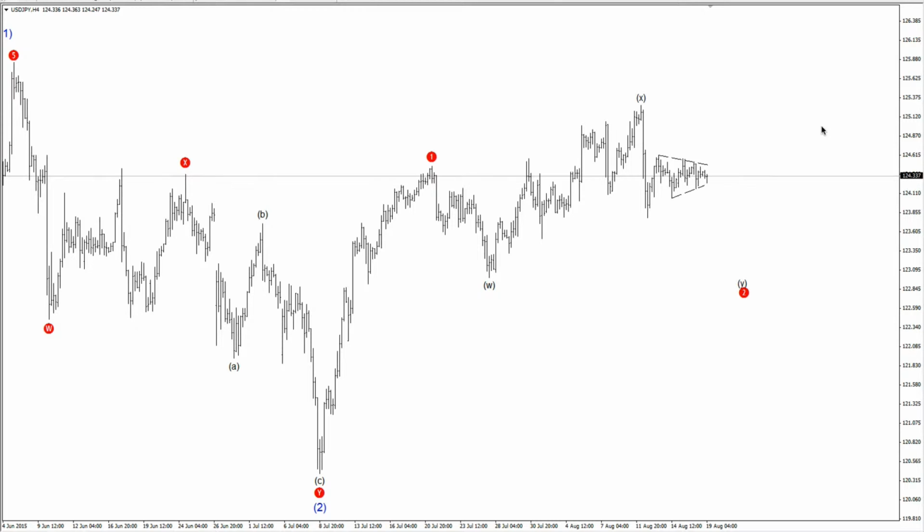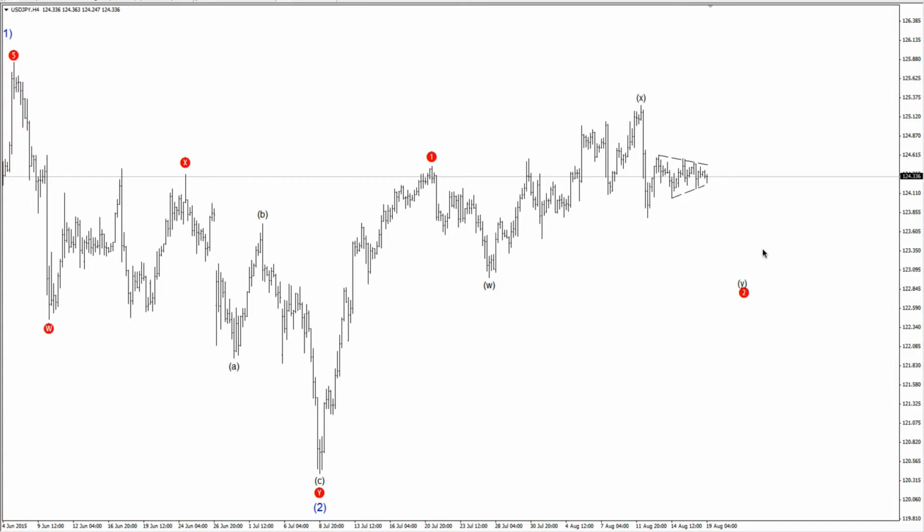I went short on this pair yesterday, so I'm looking for more downside. I'm a little in profit right now, nothing major. I have a stop loss just above the triangle and the target is 123. So let's see how that goes.